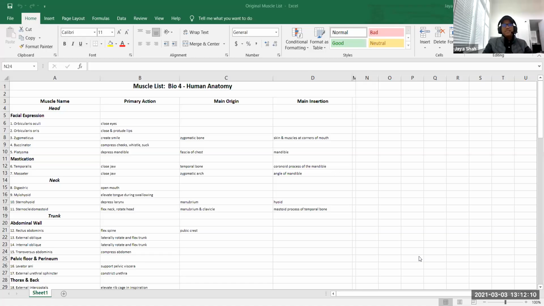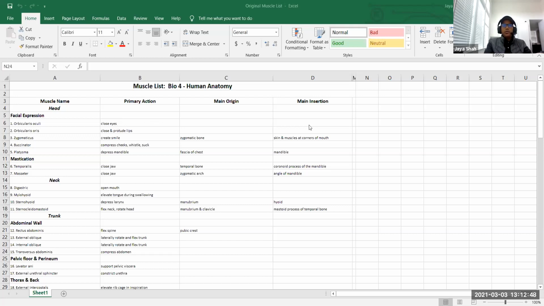So this is the muscle list. You see, muscle list for human anatomy, and muscles are organized by region. So you see muscle name, head region. What are the muscles of facial expression? Like orbicularis oculi, orbicularis oris, zygomaticus, buccinator, platysma. And there is primary action, main origin, main insertion. If you see the orbicularis oculi muscle, you just need to know the action of the muscle.